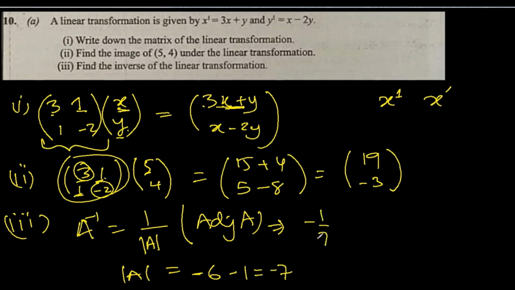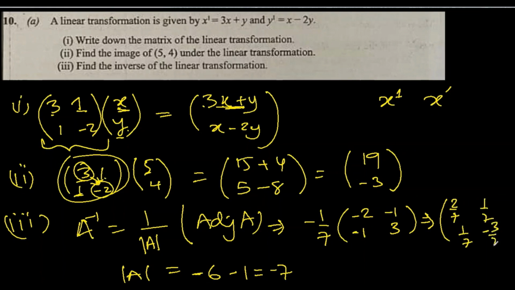In the adjoint we just interchange the diagonals, 3 and minus 2, they change their places, and we keep the other 1 and 1 but change their signs, minus 1 and minus 1 here. This is the inverse, and if you want to expand it, you can write it like this: 2 over 7, 1 over 7, 1 over 7, and minus 3 over 7. That's the inverse.